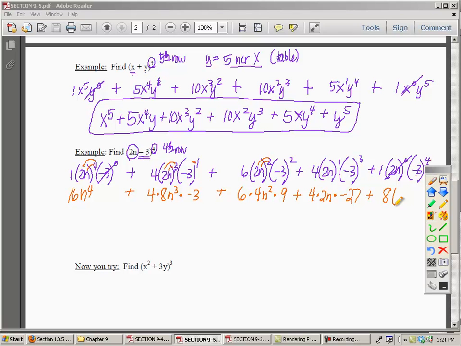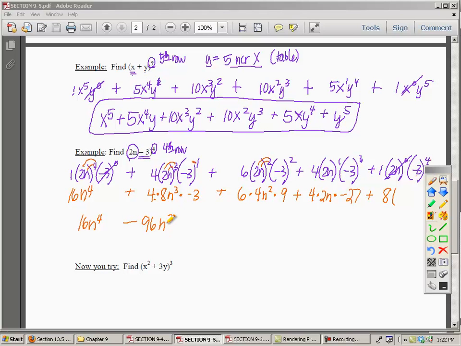Okay, so now I'm going to simplify as I go through. My first term is 16n to the 4th. And actually, I'm going to not put a plus sign because there's a negative there. You could say plus a negative, but 4 times 8 times -3. So 4 times 8 times -3 is a -96 with an n cubed.